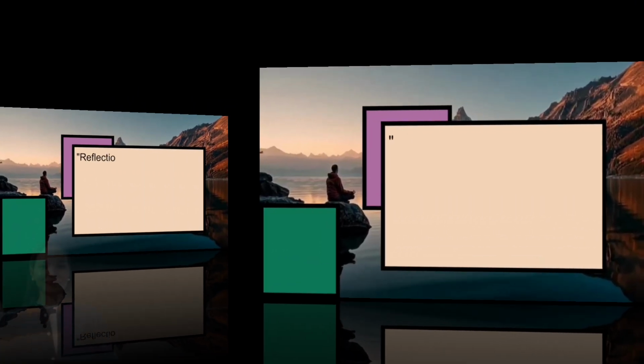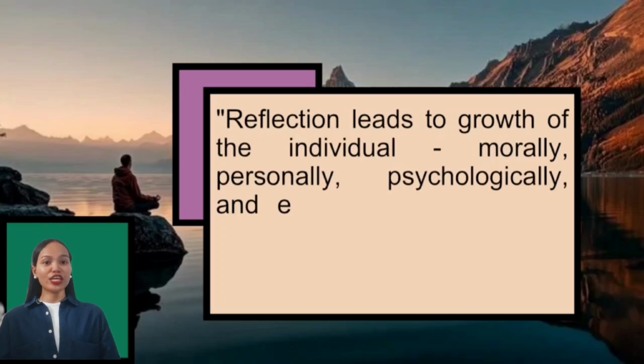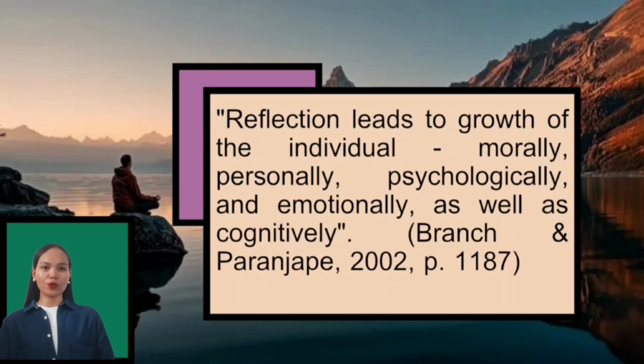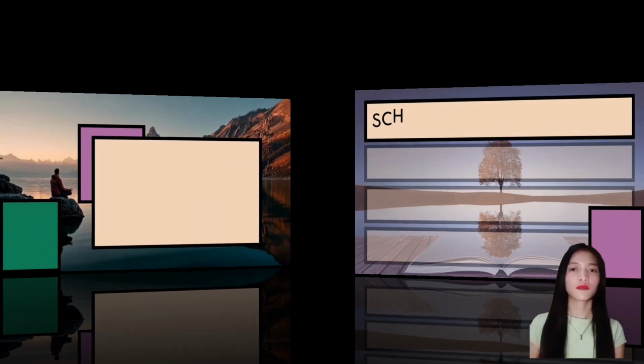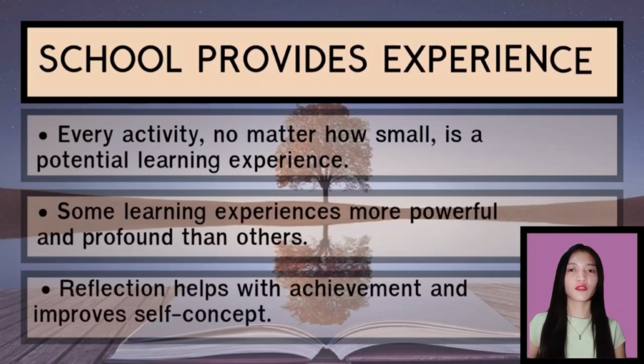Another idea about reflective learning is from Branch and Paranhape 2002. According to them, reflection leads to growth of the individual, morally, personally, psychologically, and emotionally, as well as cognitively. So, if people know how to reflect based on what they have experienced, then this can lead to their holistic growth. So next, let's tackle how the school provides experiences.